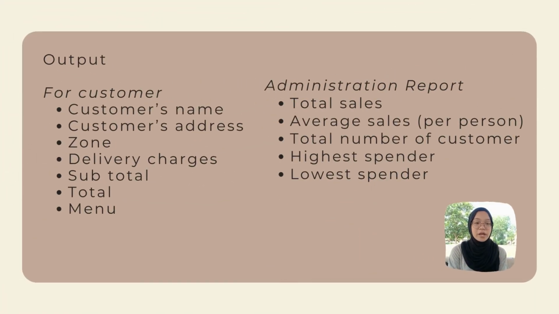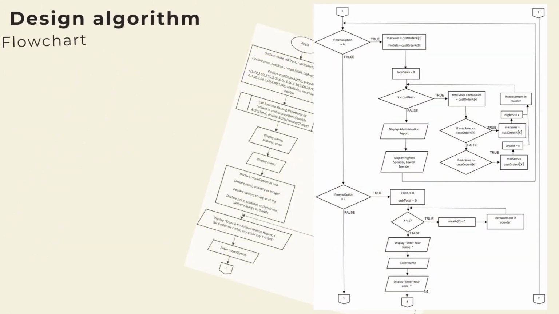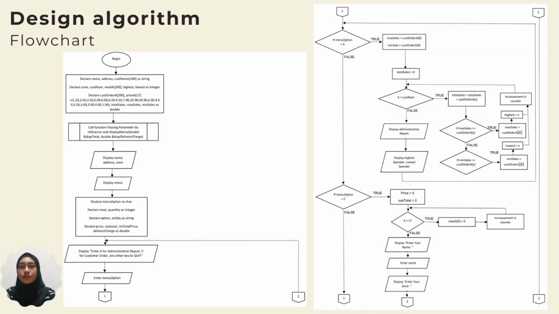For the output, there are two types of output, which are for the customers and also the administration report. For the customers, the output will display customer's name, customer's address, zone, delivery charge, subtotal, total, and menu. While for the administration report, it will display total sales, average sales per person, total number of customers, highest spender and the lowest spender. Next, I will present the flowchart and pseudocode.